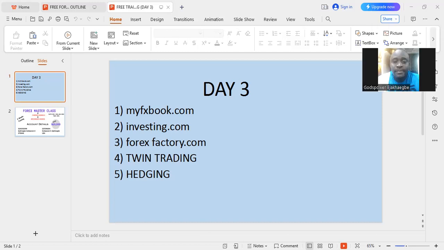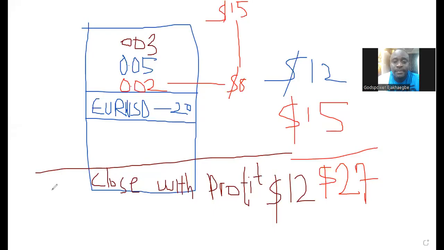Now, my next subtopic here is trade stopping. What is trade stopping? Trade stopping is when, let's say, for instance, you have a chart. Let's say this is the entry point of the chart. And let's say initially you are on a signal. Let's say that signal is Euro USD buy.